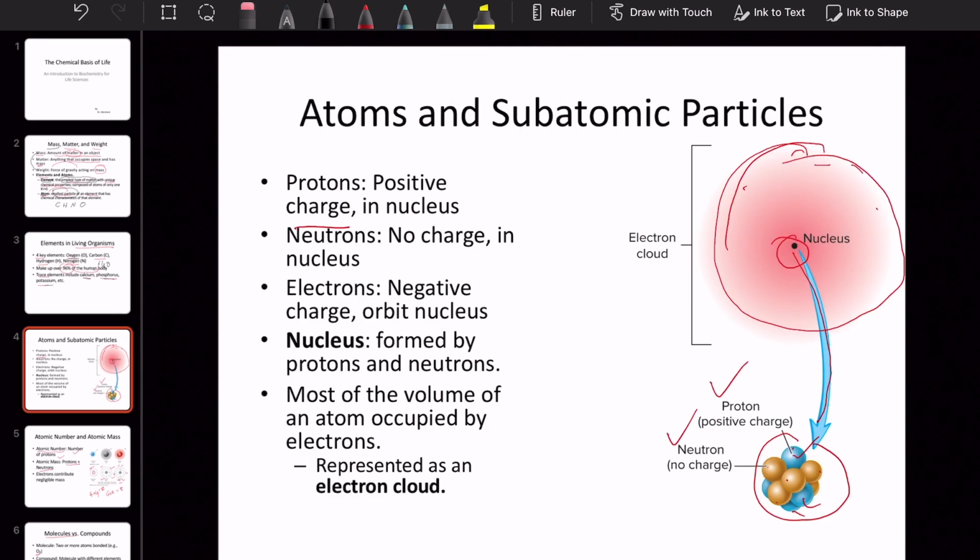Now we're going to see atoms and subatomic particles. So what is an atom? We talked about atoms being the smallest particles of elements. If you look at the hydrogen atom, it has only one proton and one electron. The number of neutrons can change based on isotopes. We're going to talk about that later. In the nucleus there are protons and neutrons. The electrons stay in the electron cloud.